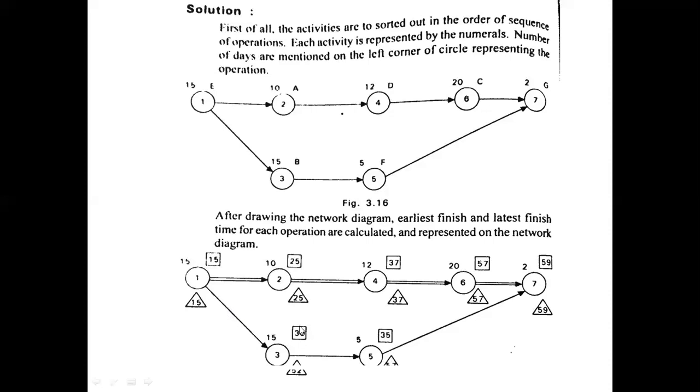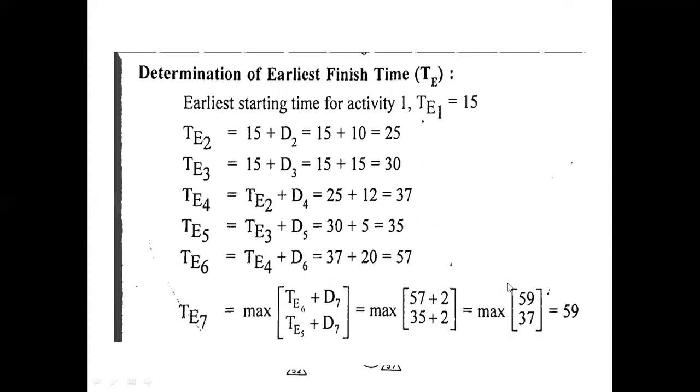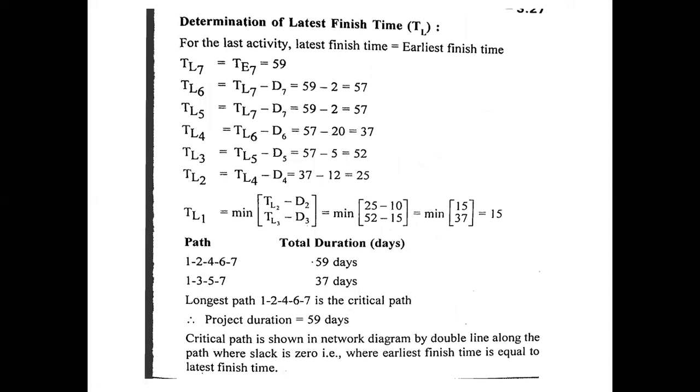We consider this path 1, 3, 5, 7. Here the slack is not equal to 0, because both values are different; we cannot have the difference as 0. So that's why 1, 2, 4, 6, 7 is the critical path. Hence, the project duration can be considered as 59 days. So, the critical path is shown in the network diagram by a double line along the path where slack is 0, that is, where earliest finish time is equal to latest finish time.